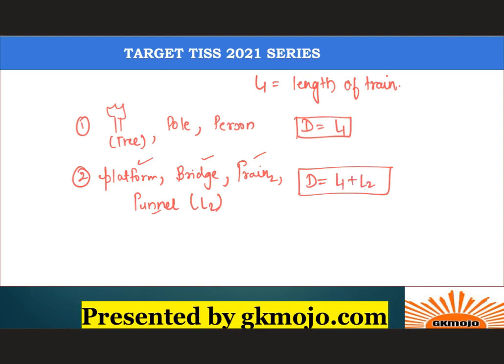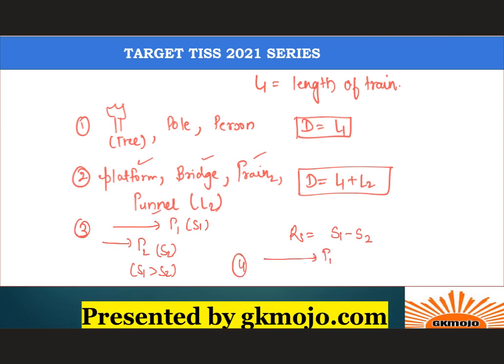Keep this in mind. Next thing is about the relative speed. Let's suppose one train T1 is moving in this direction and another train T2 is moving in the same direction. Here the speed is S1, here the speed is S2, and we know S1 is greater than S2. Since the direction is same, always remember your relative speed will be S1 minus S2. Vice versa, if train T1 is going in this direction and train T2 is going in the opposite direction, this is S1, this is S2, so in this case, relative speed will be S1 plus S2. The speeds will be added.